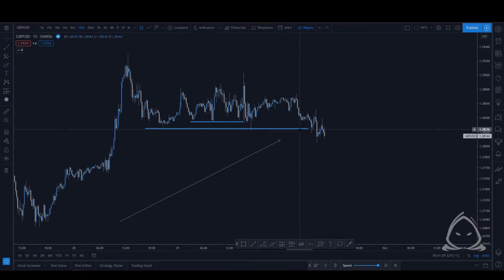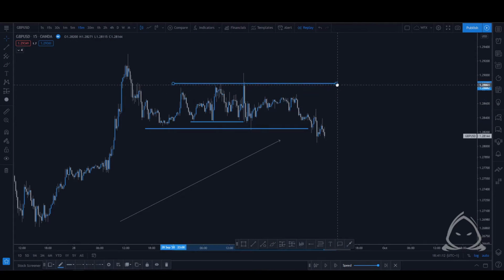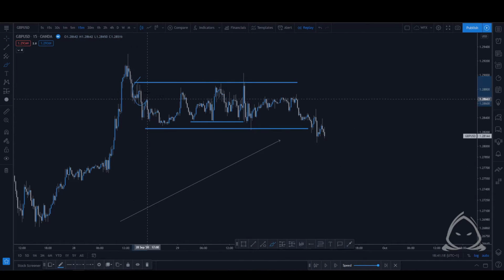Now, the markets, like I said, are heavily manipulated. If we just look at this overall range, what do we see on the top end? We can see that we have equal highs. We have a high here, a high here, a high here, a high here. We even have equal highs here.